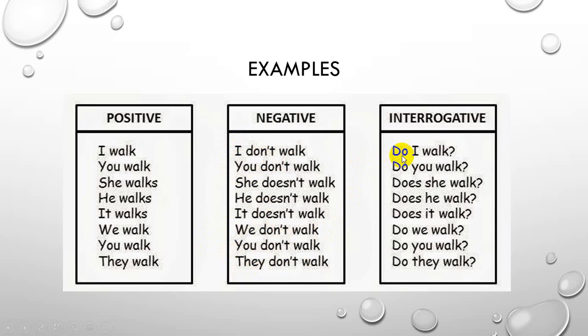Interrogative form. Do I walk? Do you walk? Does she walk? Does he walk? Does it walk? Do we walk? Only change with does when it's third person, he, she, or it. The rest is with do. That's all. It's really, really easy. You only have to practice.